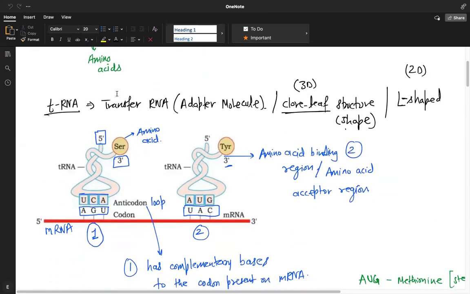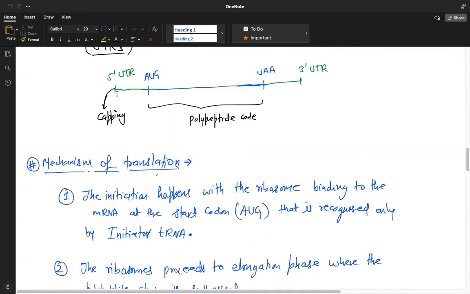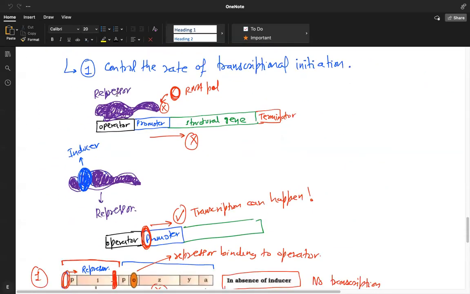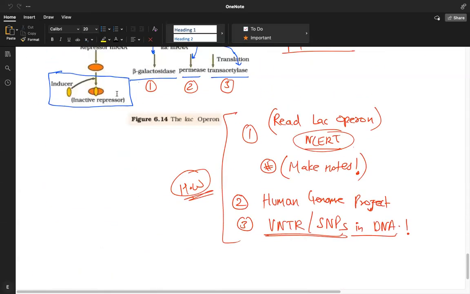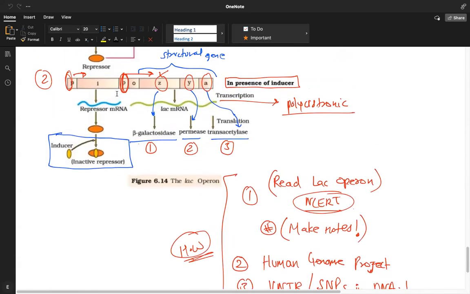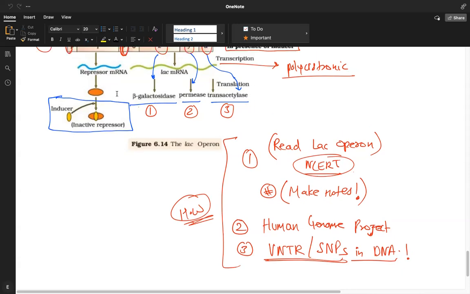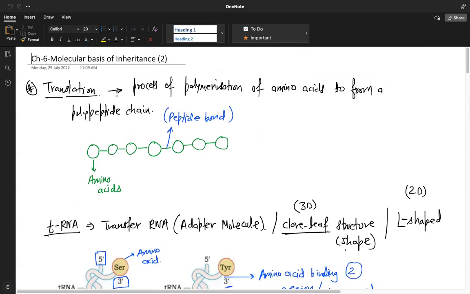Oh, we are way ahead in the syllabus then. We did translation already. Did we finish complete translation? Gene expression, operon. Oh, that's great. Okay, very well then. So today we have to do the human genome project, correct? Probably we can finish the chapter today, I think. Okay, any doubts? So where did we start from? I think we started from translation.